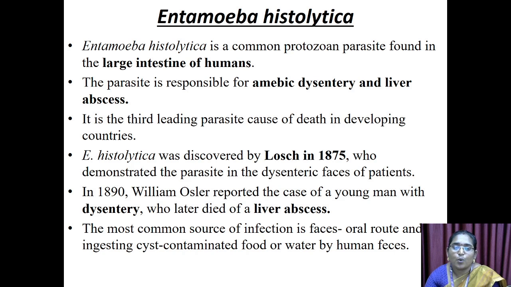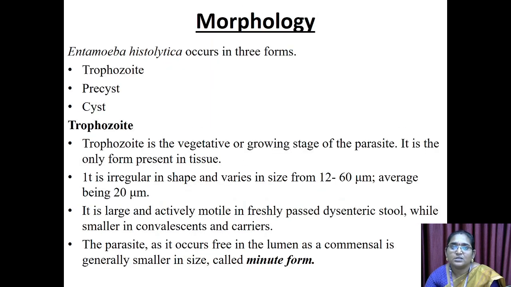Entamoeba histolytica was discovered by Lösch in 1875, who demonstrated the parasite in the dysenteric feces of patients. In 1890, William Osler reported the case of a young man with dysentery who later died of a liver abscess. The most common source of infection is the fecal-oral route, and ingestion of cysts in food or water contaminated by human feces.